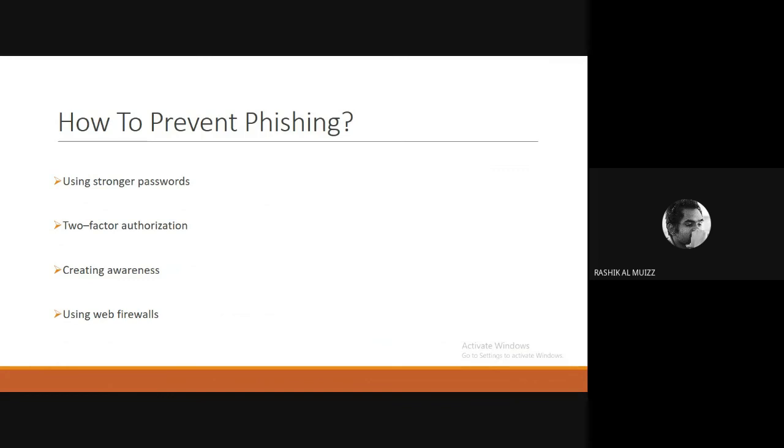Creating awareness can be an effective method as well to prevent phishing. The main motto will be not to click on extra links because there are many malicious links out there. If you press on any malicious link, that will help the attacker to access your private information and your personal data. And also, to prevent phishing, using web firewalls can be an effective method as well.